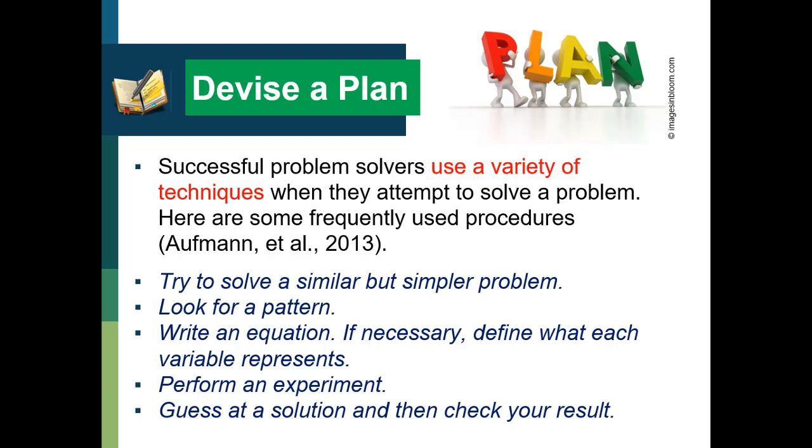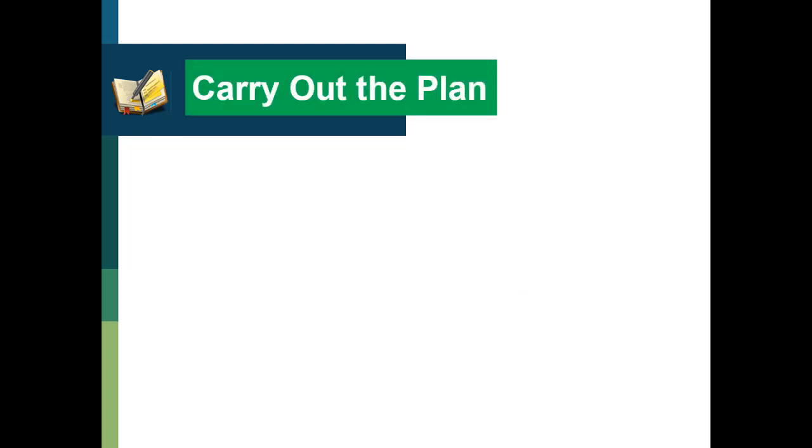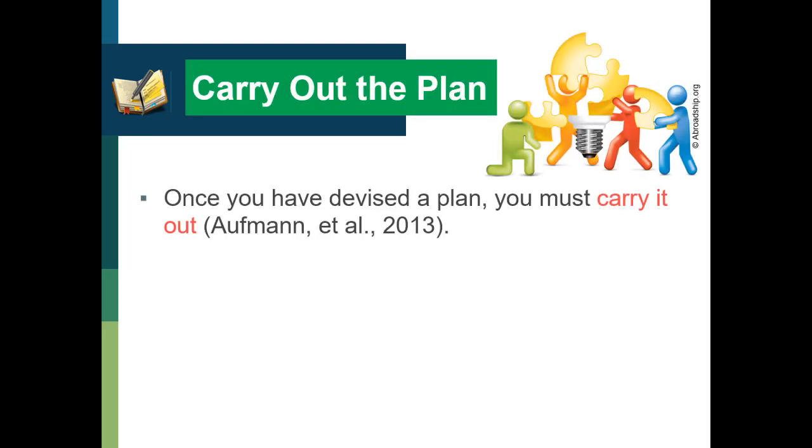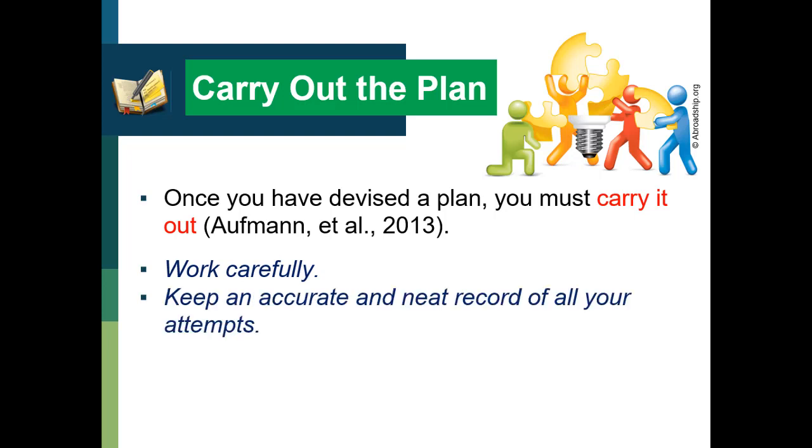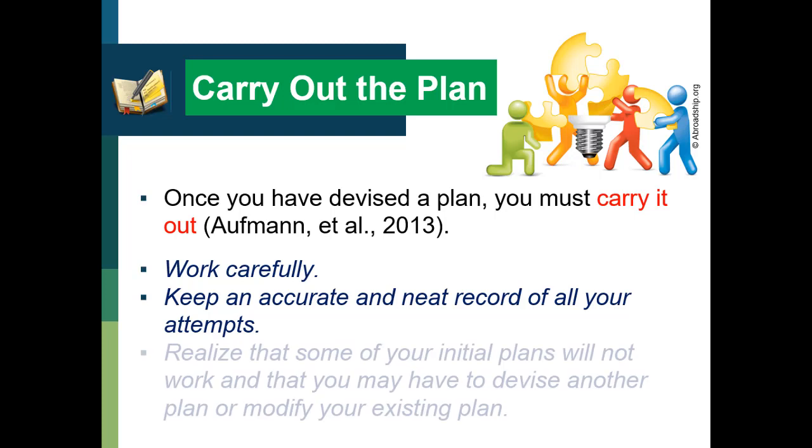What about the third step? Carry out the plan. Of course, once you have devised a plan, you must carry it out. And what are the things that you have to take note of in this step? Work carefully. Sometimes carelessness will lead us to wrong answers. Keep an accurate and neat record of all your attempts. Like scientists and mathematicians, they always keep their attempts. Maybe there are missing links in the solution that they can find in other records of their solutions.